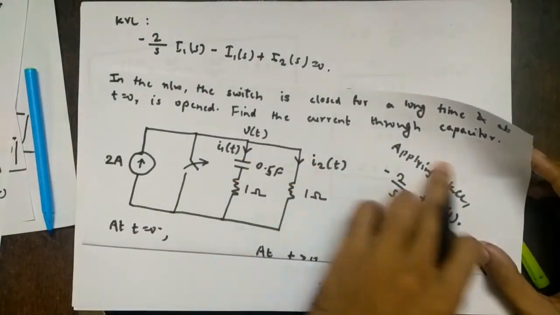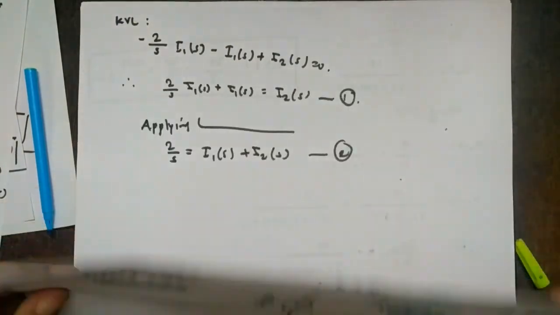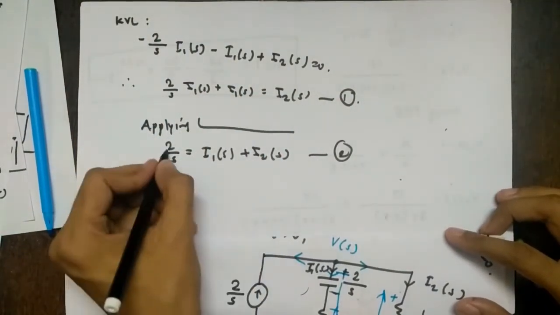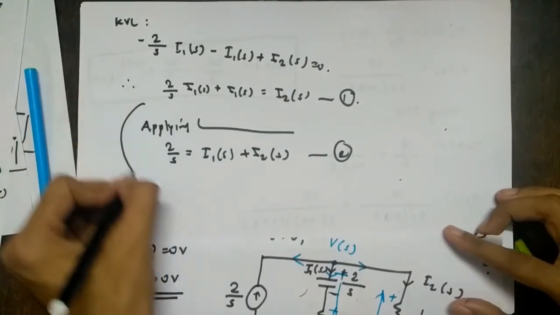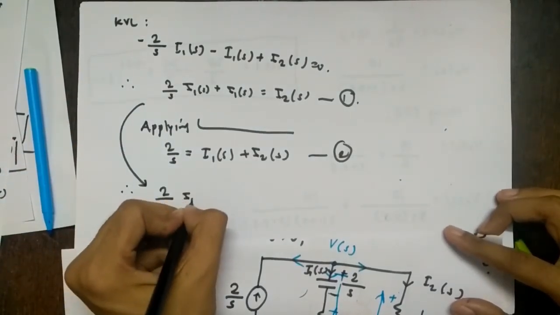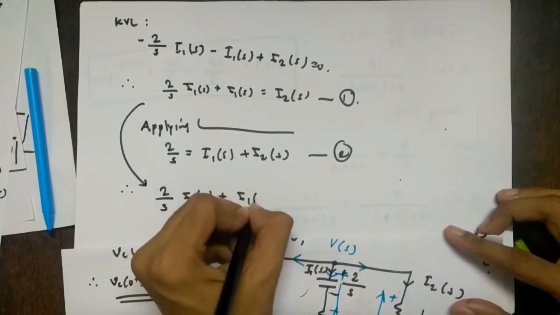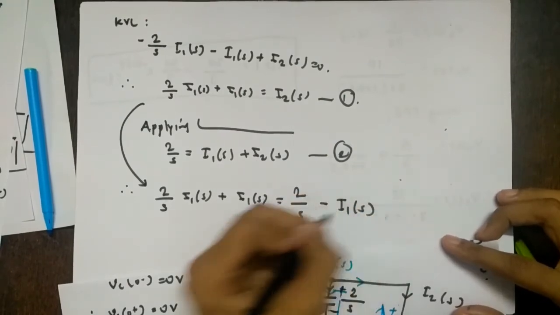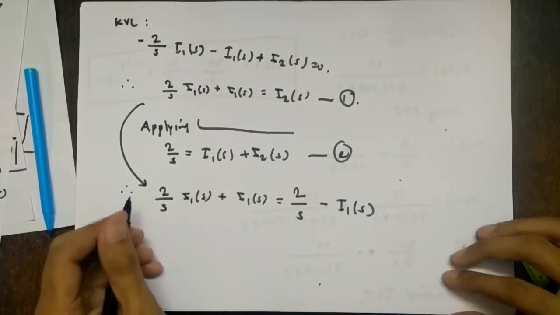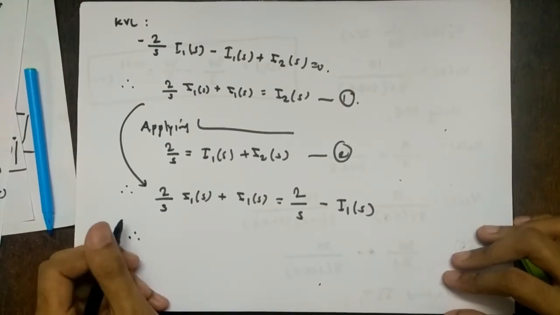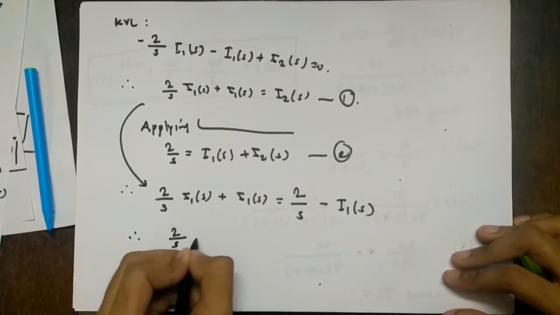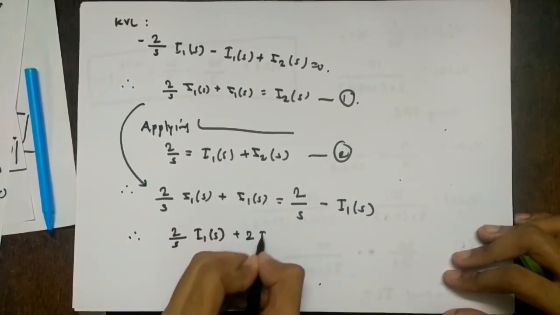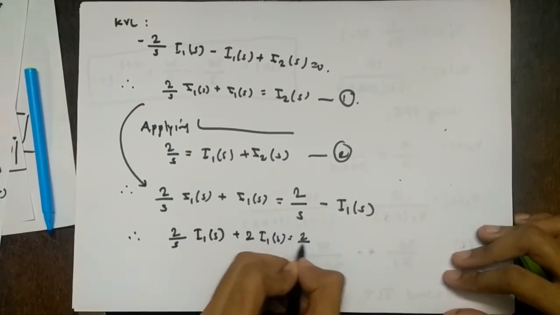So let's substitute. What is the question? Find the current through the capacitor. That means I want I1 of S. So I'll try to eliminate I2 of S. I2 of S is what? 2 by S minus I1 of S. So from this I get 2 by S I1 of S plus I1 of S, where I2 of S is 2 by S minus I1 of S. So this is simple. Therefore, 2 by S I1 of S, plus this I1 of S comes here, so plus 2 I1 of S equal to 2 by S.